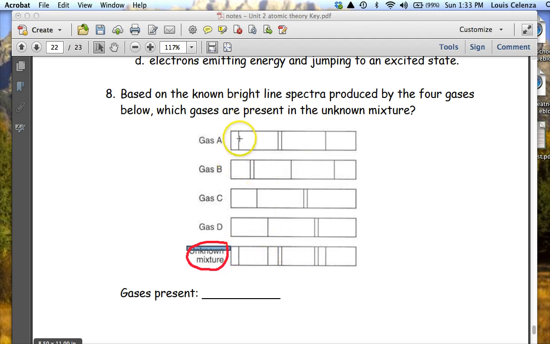Obviously you can see that the unknown definitely contains gas A, because all of those match up. It also contains gas D. It doesn't contain C because these lines do not match up. So the gases present would be A and D. And again, you'll see this when we do the lab on flame tests and emission spectra.